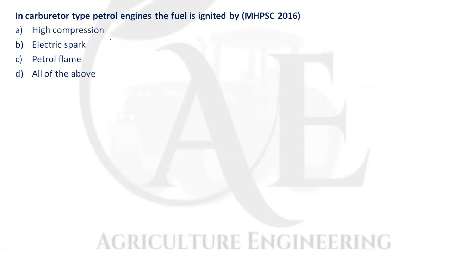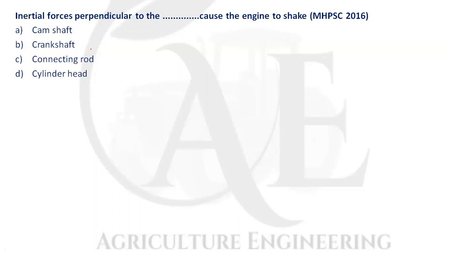Next question. In carburetor type petrol engines, the fuel is ignited by, actually when you see this, there is a carburetor, and we can ignite the engine by electric spark. So option B is the correct answer. Next question. Inertial forces perpendicular to the crankshaft cause the engine to shake. It is not the camshaft, it is the crankshaft.